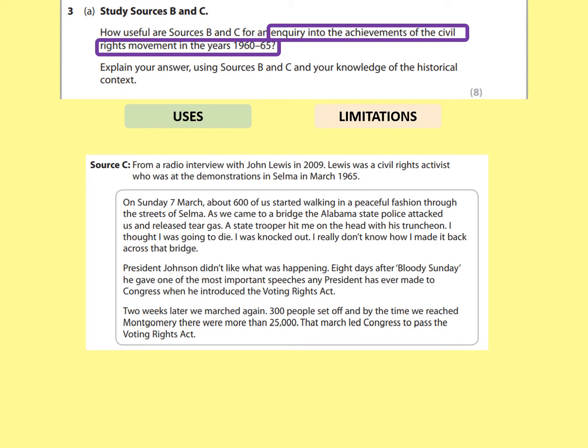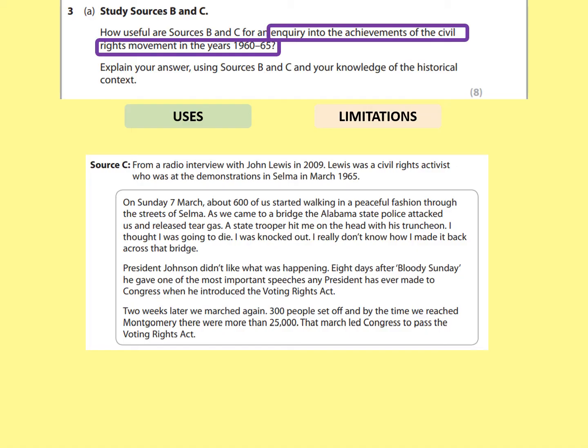On Sunday the 7th of March, about 600 of us were starting walking in a peaceful fashion through the streets of Selma. As we came to a bridge, the Alabama State Police attacked us and released tear gas. A state trooper hit me on the head with his truncheon. I thought I was going to die. I was knocked out. I really don't know how I made it back across that bridge.